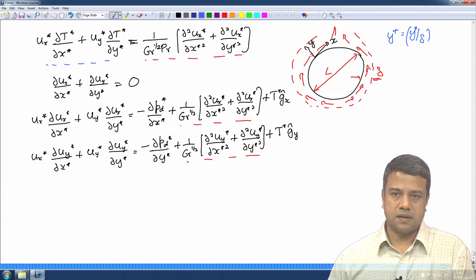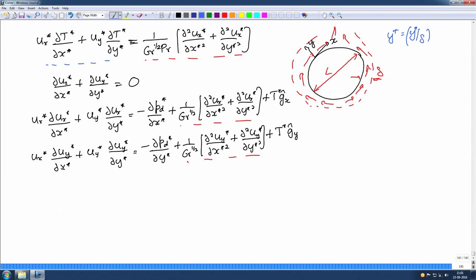I will continue this in the next lecture. I will rescale the cross stream coordinate by a boundary layer thickness and derive the condition for the boundary layer thickness such that convection and diffusion are of equal magnitude within the boundary layer, that is streamwise convection and cross stream diffusion are of equal magnitude within this boundary layer.